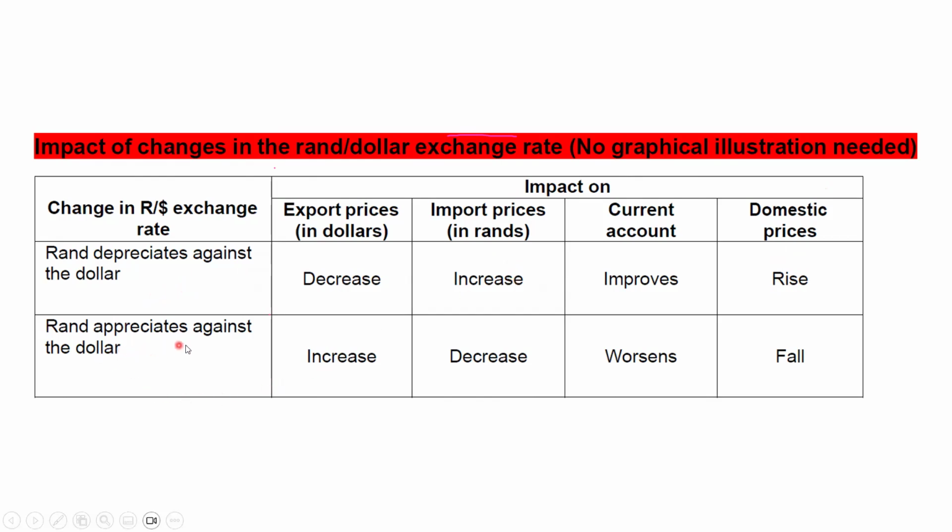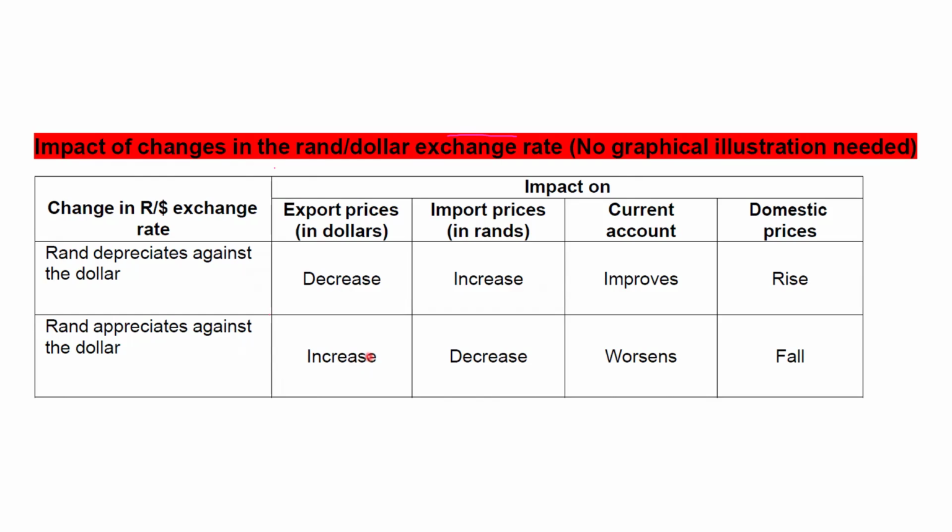And then if the rand appreciates against the dollar, it means the rand gains value, right? So it is now cheaper for us to buy from outside because the rand is stronger now. So the export prices will increase, meaning that people who want to buy from us would have to pay a higher amount because the rand has appreciated, it has gained value. So the export prices will increase, meaning that the exports themselves, they will decrease.